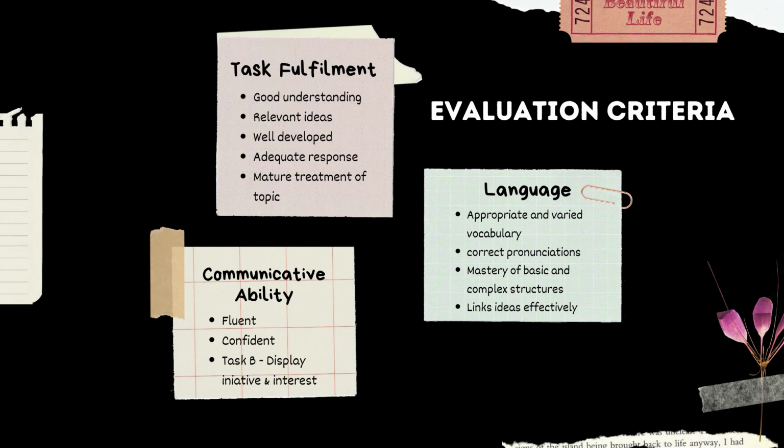Okay, next we will go through the evaluation criteria. You'll be evaluated on three things. Number one is your task fulfillment. Now, for task fulfillment, we will look at your answers and check whether you have a good understanding of the topic, and whether your ideas are relevant, well developed and adequate. Adequate means that you fill in the time allocated for you. We will give you 2 minutes to present, so if possible, try to speak for 2 minutes.